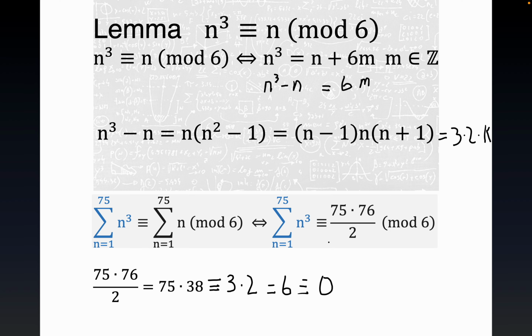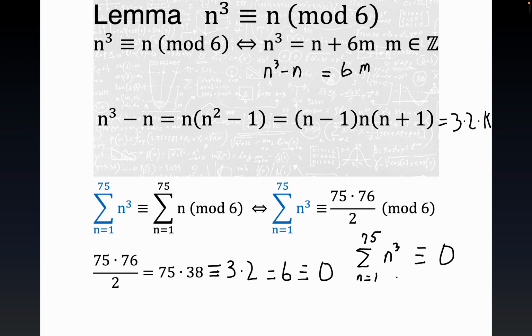Okay? So we've shown here that the summation n equals 1 to 75 of n cubed is congruent to 0. But remember, that's the very same thing as saying that it is a multiple of 6. Exactly the same thing as saying it's a multiple of 6. So that proves it, QED. And of course, the modulus is understood to be 6.